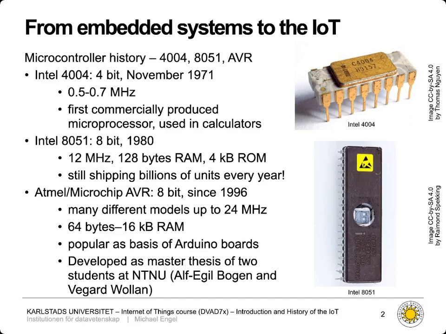One important development you've probably seen before is by a company called Atmel, which was bought by Microchip a couple of years ago. This is the AVR microcontroller family. This is still an 8-bit microcontroller family. It was developed since 1969. It's quite a bit faster than the 8051. It runs up to 24 megahertz.